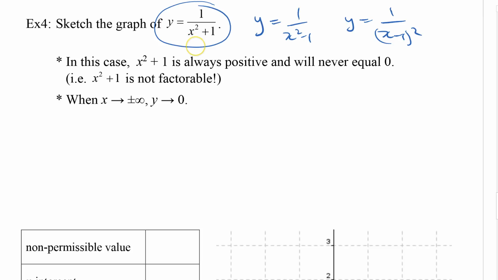So another way to say this is that x squared plus 1 is always positive. Another way to say that is it is not factorable. There's no way you can get a 0 out of it. You can't factor x squared plus 1 into, say, x plus 1 or x minus 1. It just doesn't work. So in either case, when x gets very large, either approaching positive infinity to the right, or negative infinity on the left, y is going to get smaller and smaller.